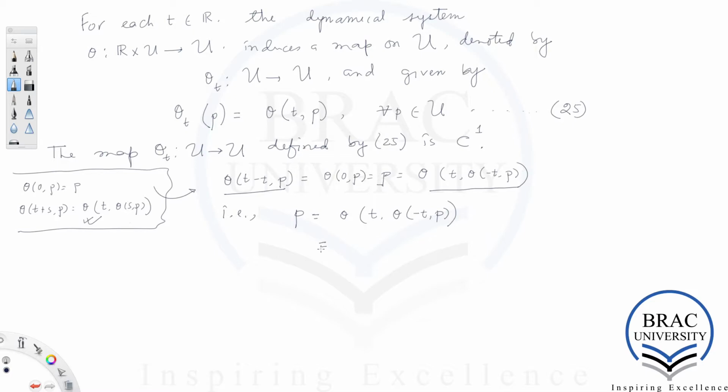And by the definition of this induced map theta sub t, one immediately sees that this is nothing but theta sub t composed with theta sub minus t acting on p. So p is equal to theta t composed with theta minus t acting on p. Well, you can also write it as minus t plus t, and end up with theta minus t composed with theta t acting on p. Hence, we obtain that theta t composed with theta minus t is equal to theta sub minus t composed with theta sub t, which is equal to id, where id is the identity map. It means that the identity map acting on a vector gives the vector back.